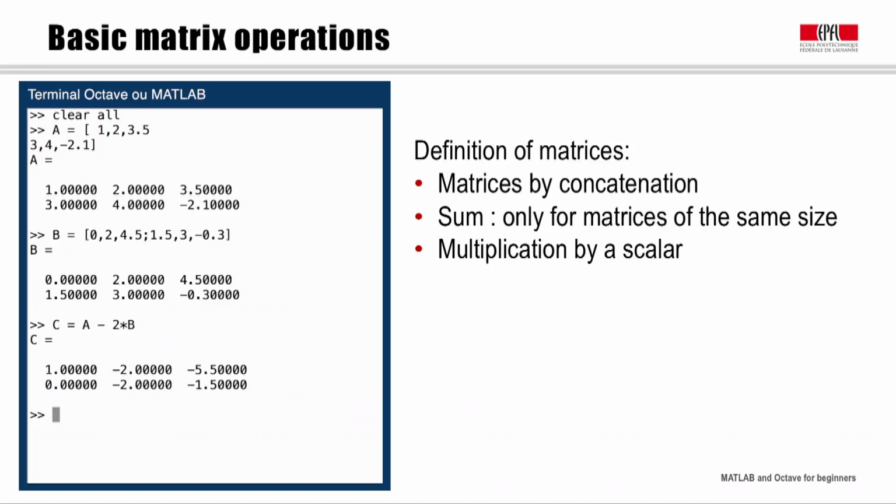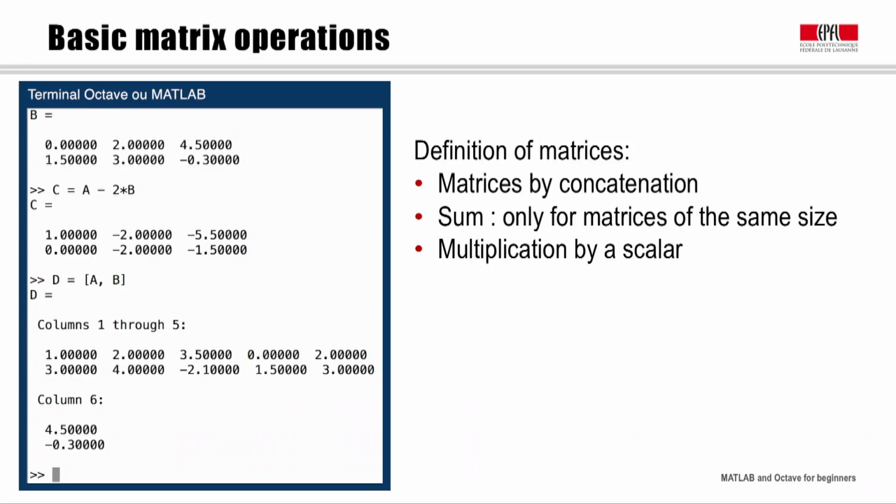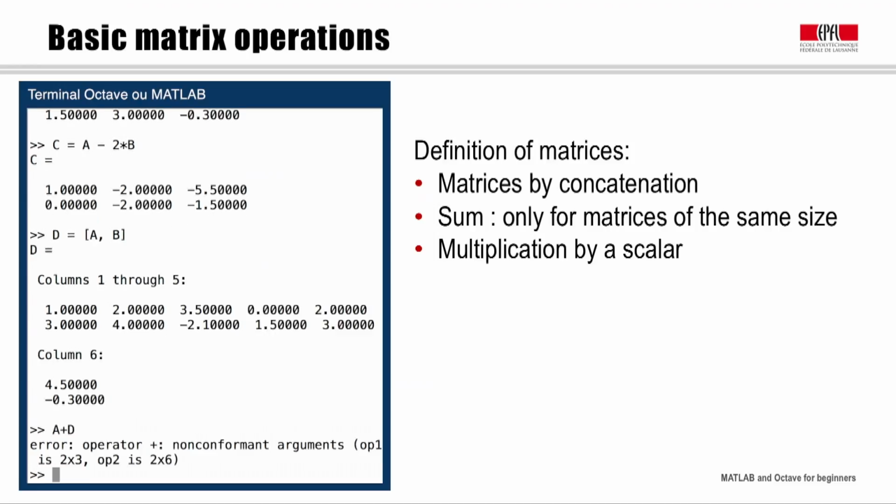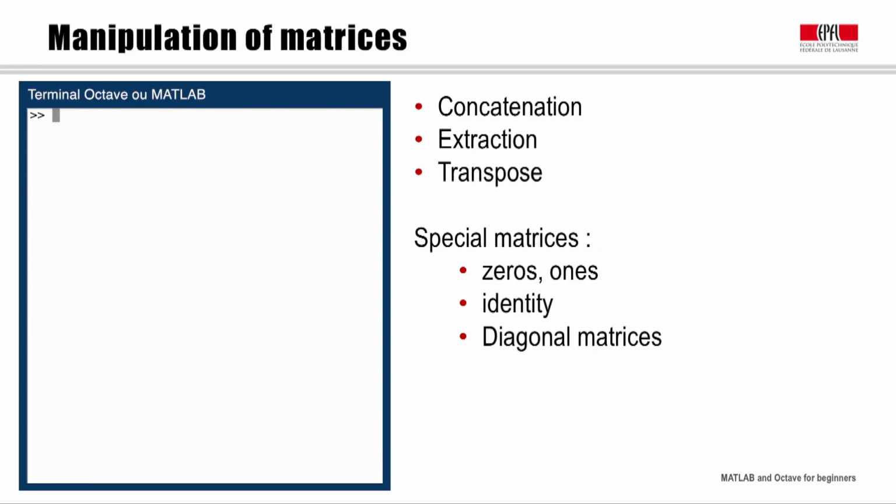I can also concatenate two matrices. So now I say D is a concatenation of A with B, and since I put a comma, these are side by side. Okay, so my D is a 2 by 6 matrix. But now I cannot do the sum between these two matrices, so for example A and D, because their sizes are not compatible. Let's see now how we can work with these A, B, and D.